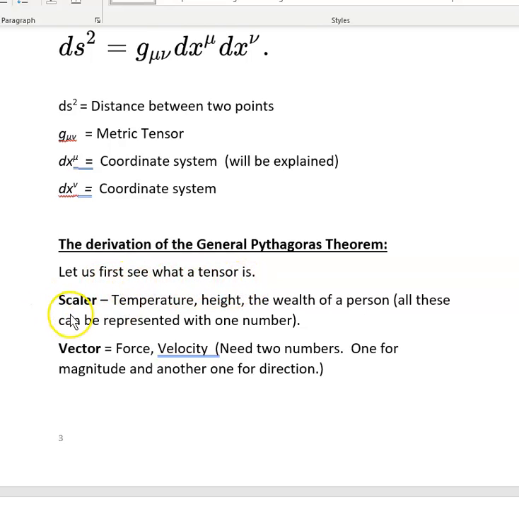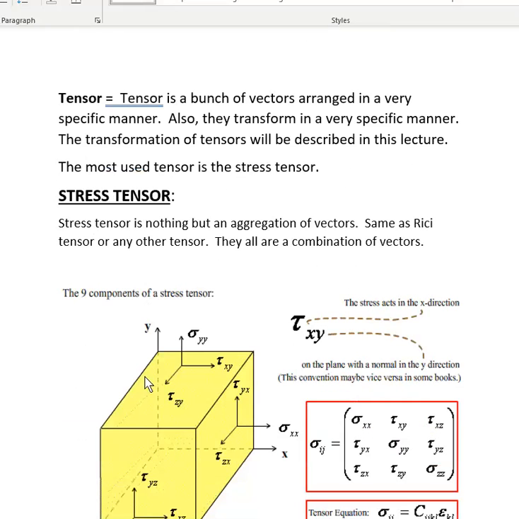So what is a scalar? Scalar is temperature, height, the wealth of a person. All these can be represented with one number. What is a vector? Force, velocity. These things need two numbers, one for magnitude and another one for direction. And what is a tensor? Tensor is a bunch of vectors arranged in a very specific manner. Also, they have to transform in a very specific manner from one coordinate system to another coordinate system. The transformation of tensors will be described in this lecture.